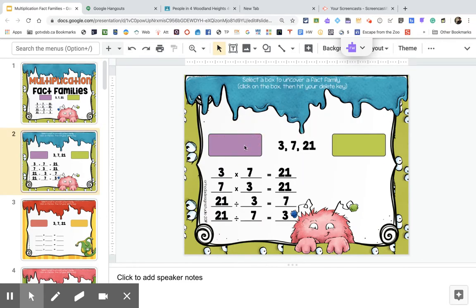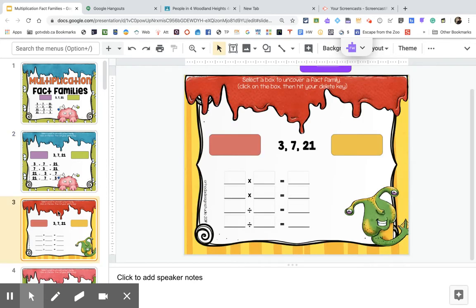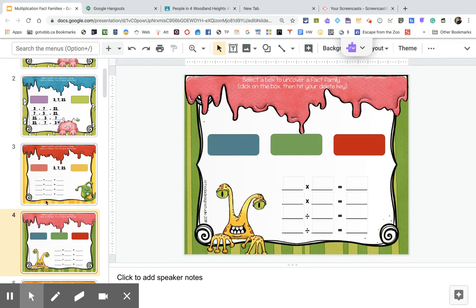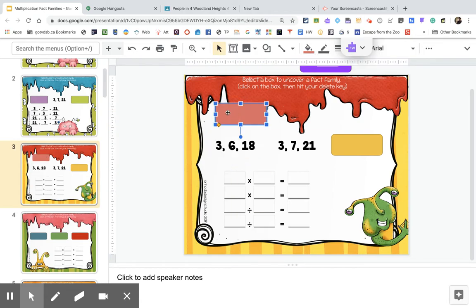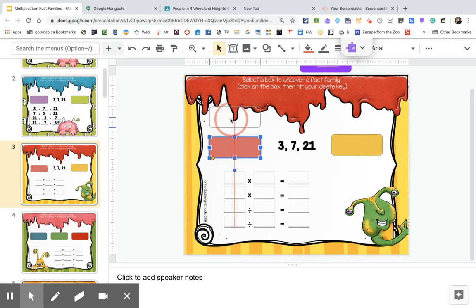So you'll notice that they did this one for you. Sorry. Let's take a look at this one. So you'll notice that you can actually type in these boxes. I'm not sure what's behind here. Oh, so you can actually choose which one you want to do. So why don't we do this one?